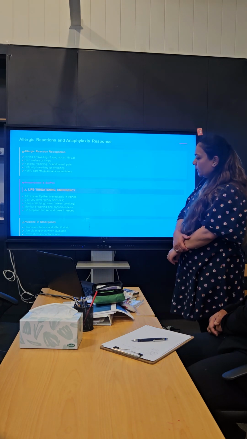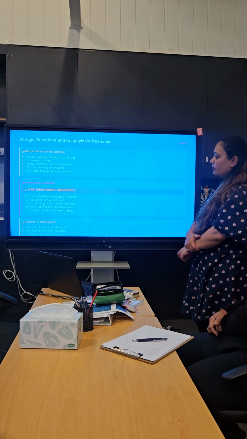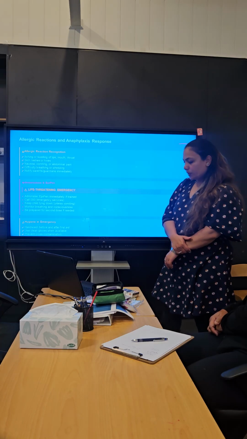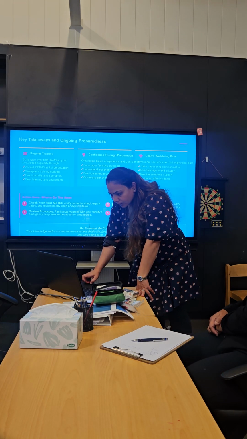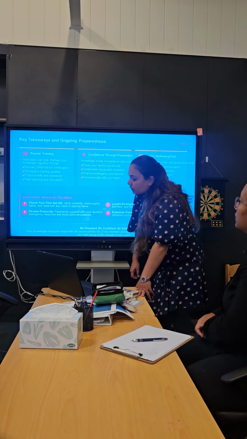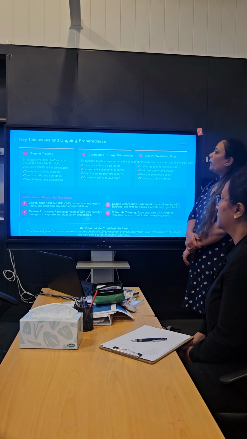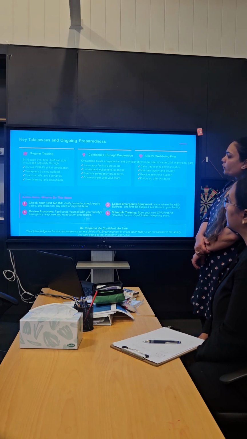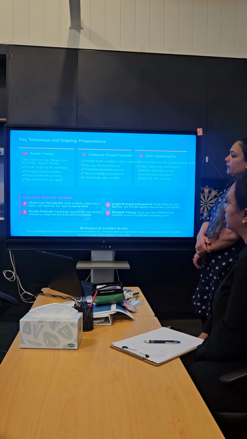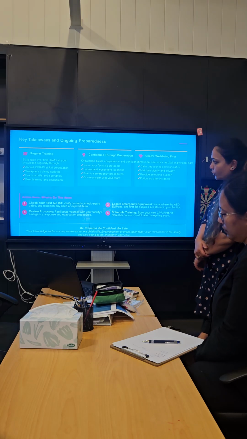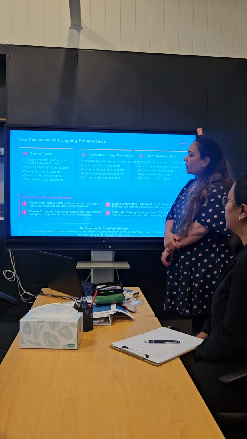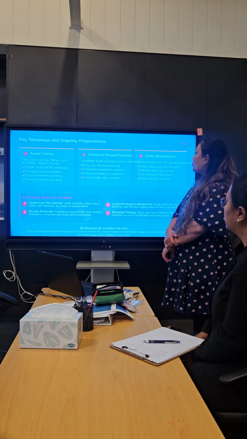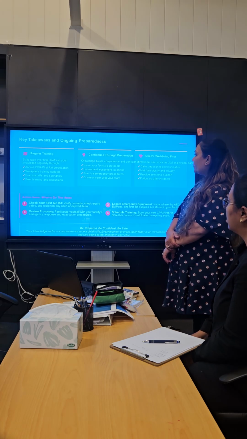Okay, so hygiene in emergency: hand wash before and after first aid, use clean gloves when available, prevent cross-contamination. So key takeaways and ongoing regular training. Skills fade over time, so refresh your knowledge regularly through annual CPR and first aid certification, workplace training updates, practice drills and scenarios, peer learning and discussion. Confidence through preparation: knowledge builds competence and confidence.